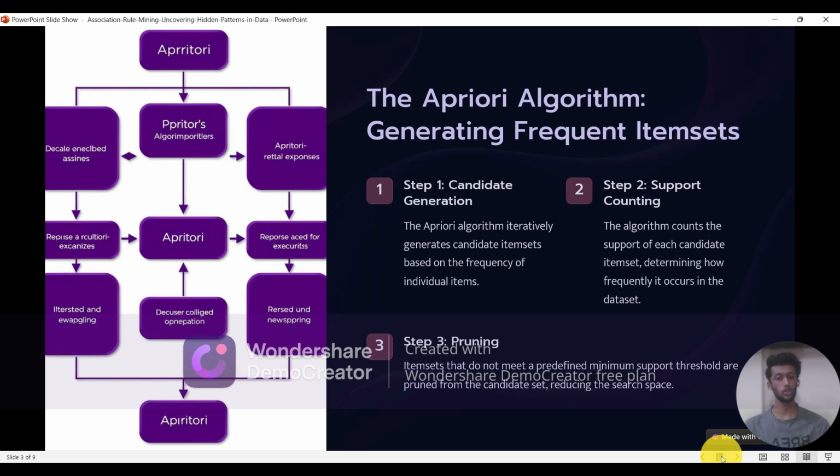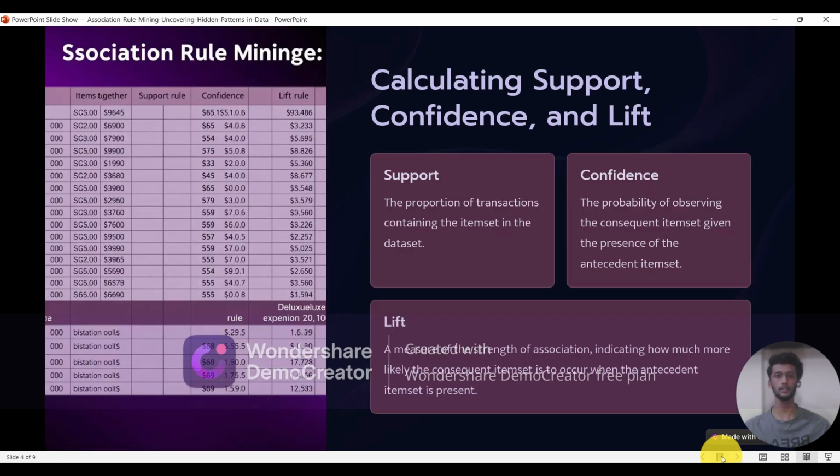The item sets that do not meet the predefined minimum support threshold are pruned from the candidate sets, reducing the search space. Next is calculating support, confidence, and lift. Support: the proportion of transactions containing the item set in the dataset. Confidence: the probability of observing the consequent item set given the presence of the antecedent item set. Lift: a measure of the strength of association, indicating how much more likely the consequent item set is to occur when the antecedent item set is present.